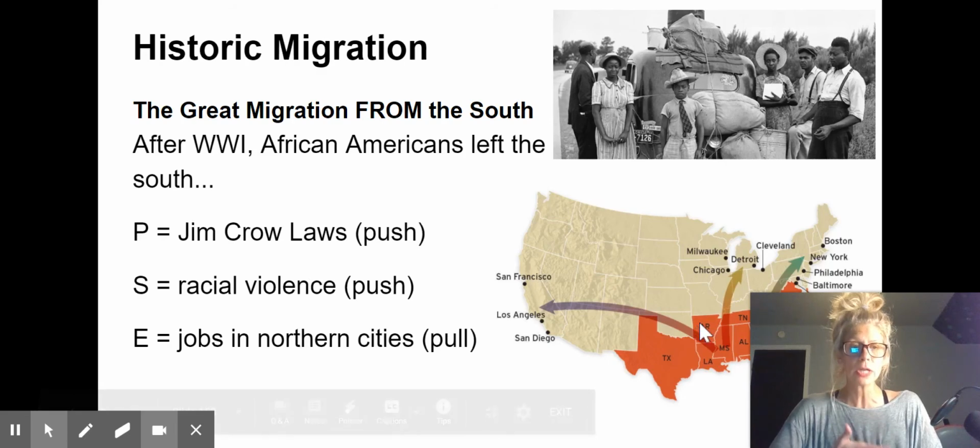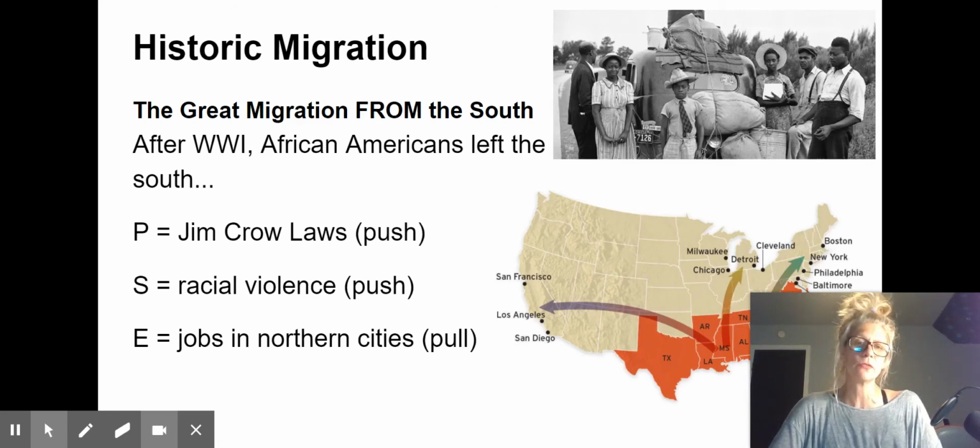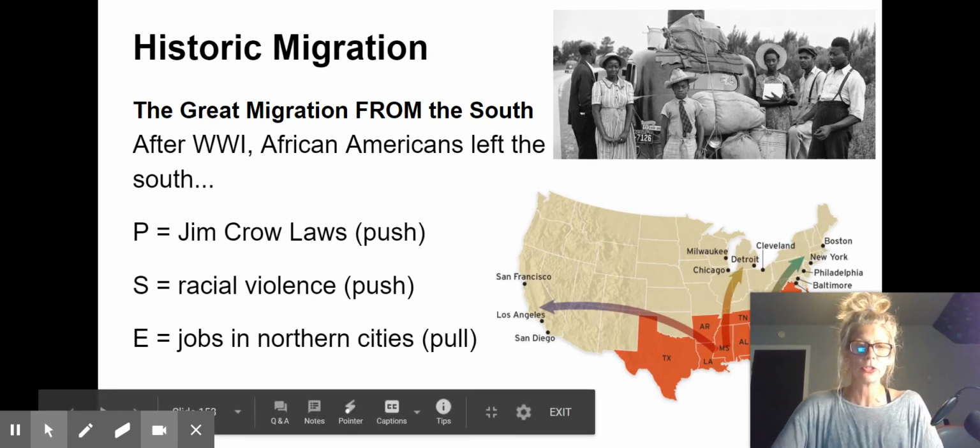So they were pushed out from these discriminatory laws, but they were pulled in to jobs in the northern and southern cities. And then obviously a social problem would be, or a social reason would be because of racial violence. Okay. So they were escaping severe racial discrimination, violence, and then again, they were being pulled out to a lot of factory jobs that were available in those northern cities.